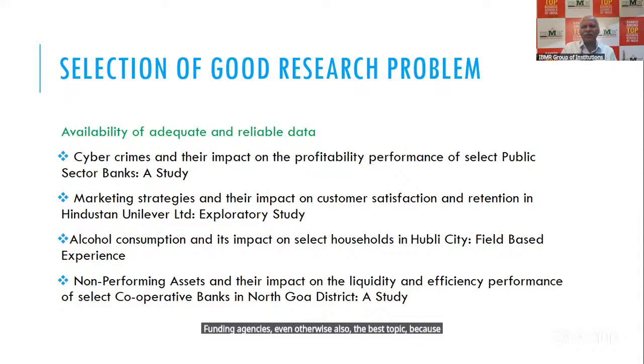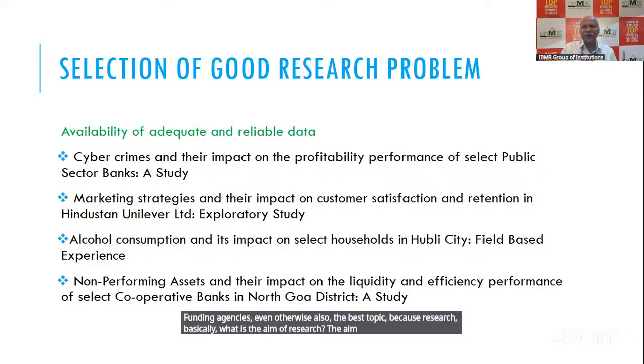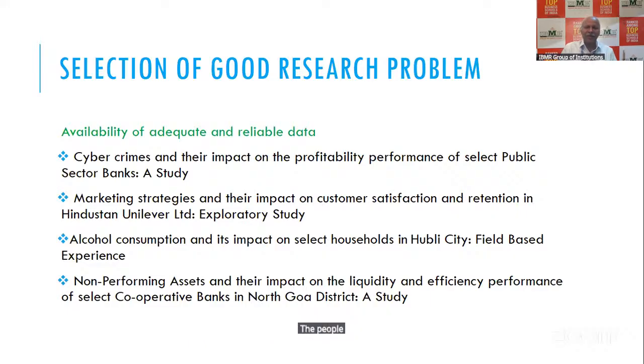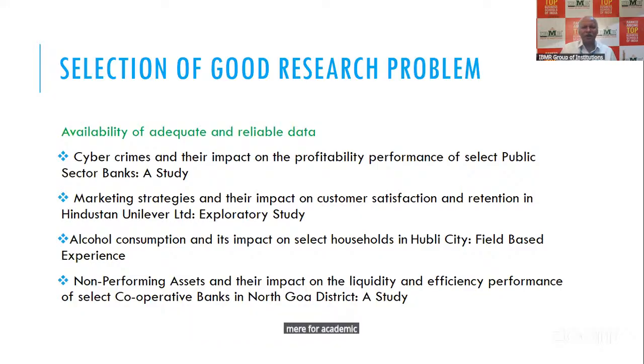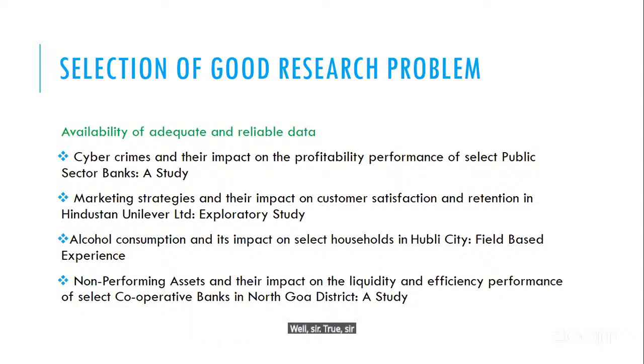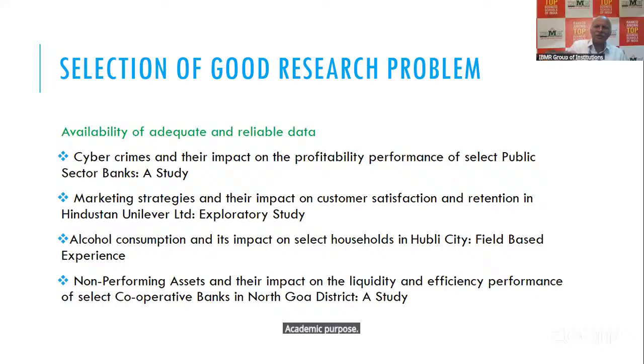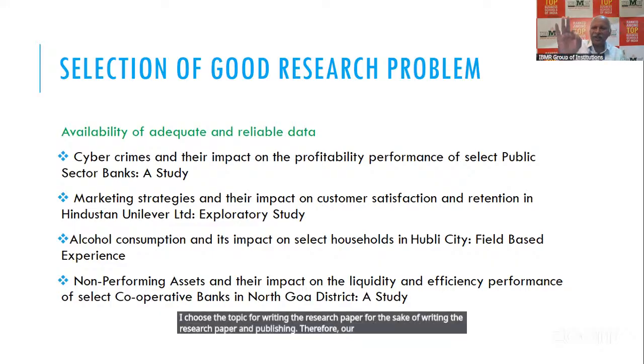because research basically, what is the aim of research? The aim of research is to benefit the people. The aim of research publication is benefit to the people. So if we want our research to benefit society, then we have to choose a topic which can benefit society, not choose the topic merely for academic fulfillment, merely for academic purpose. I choose a topic for a PhD for the sake of doing a PhD. I choose the topic for writing a research paper for the sake of writing and publishing. Therefore, our present research ends in publication.